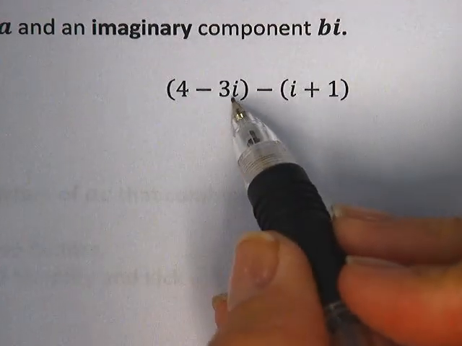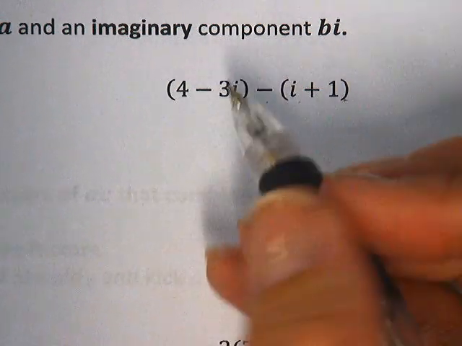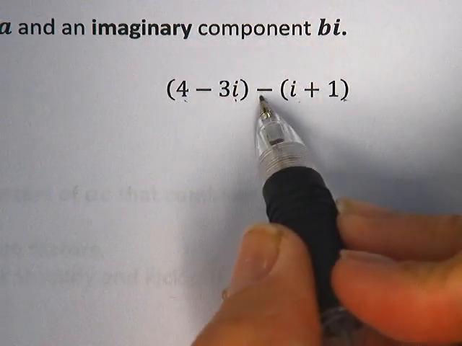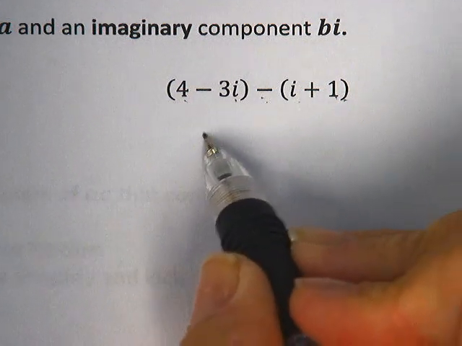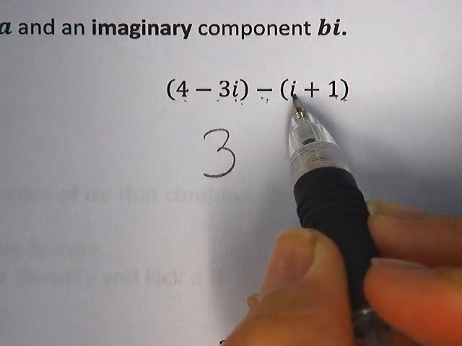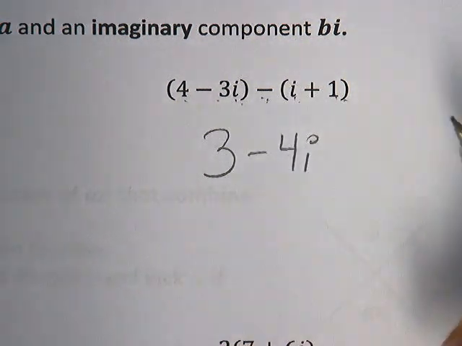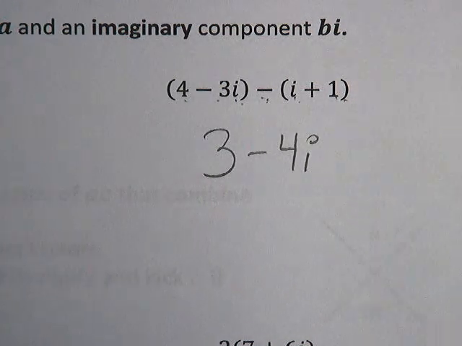Let's try another one of those. So we have 4 minus 3i minus (i plus 1). So the real with the real: 4 minus 1 is 3. Negative 3i minus i is negative 4i. And that's your answer. Nothing else to do on that.